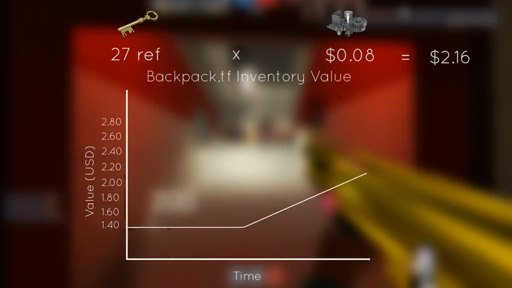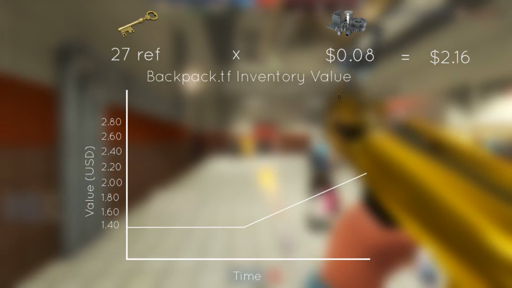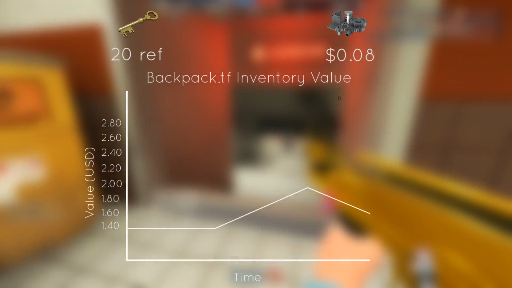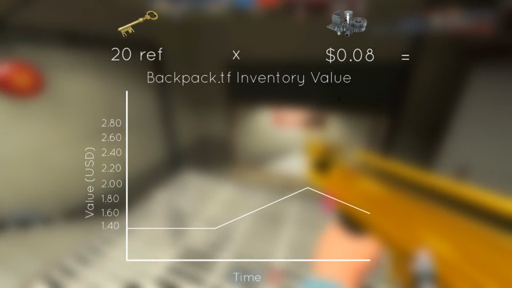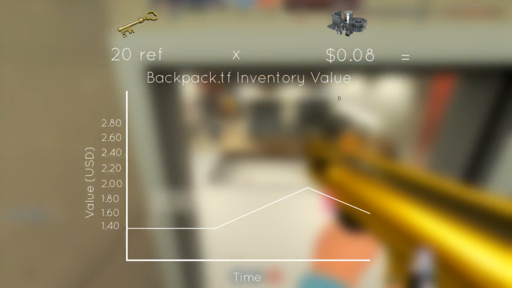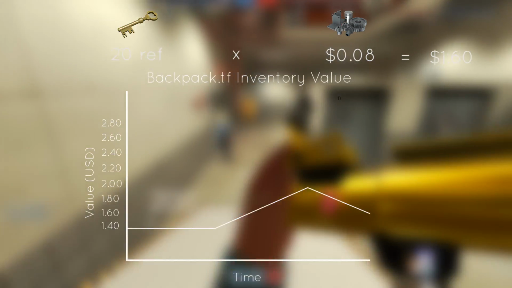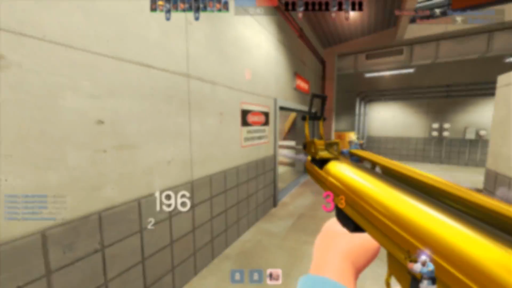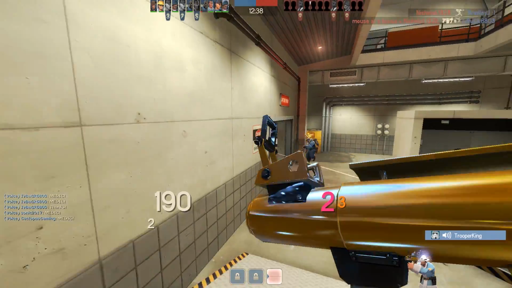If we go back to the 1 key backpack, let's assume that the 27 ref key drops back to 20 refined, but ref doesn't go up to compensate. Suddenly, your 1 key backpack is now being valued at 20 times 8 cents or $1.60. For a freaking key, that is pretty messed up. Yet, this is exactly what happened at the start of January.